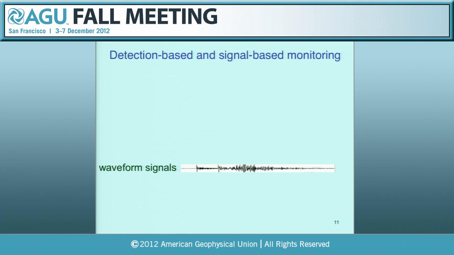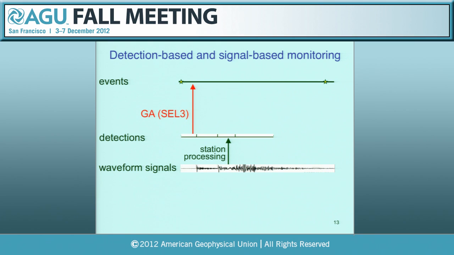So I want to make a distinction between two particular ways in which we could instantiate this approach, a detection-based method and a signal-based method. So when you have waveform signals coming in, station processing in the traditional approach produces detections. And then the existing system goes directly from detections to a bulletin of events.